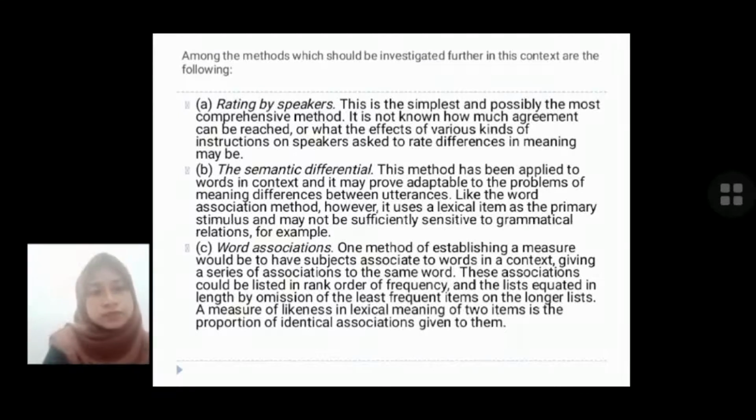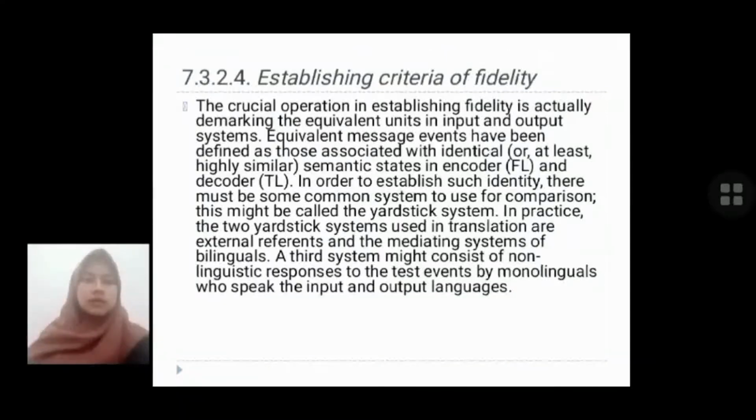C. Word association. One method of establishing a measure would be to have subjects associate to words in context, giving a series of associations to the same word. The associations could be listed in rank order of frequency, and the lists equated in length by omission of the least frequent items on the longer list. A measure of likeness in lexical meaning of two items is the proportion of identical associations given to them.